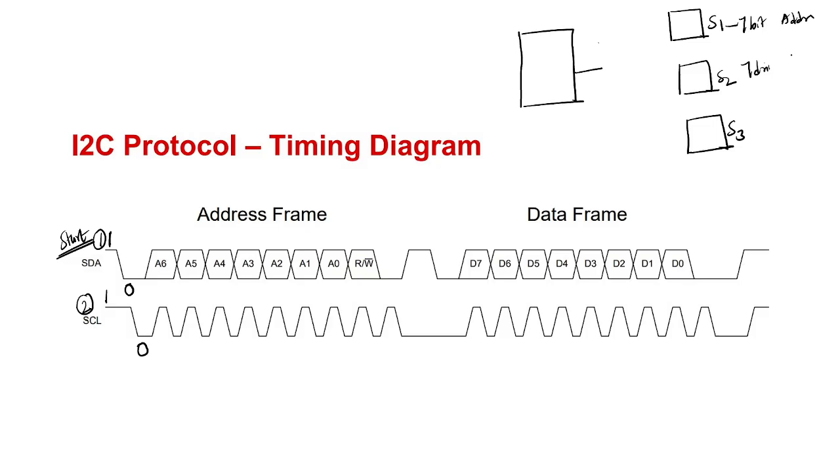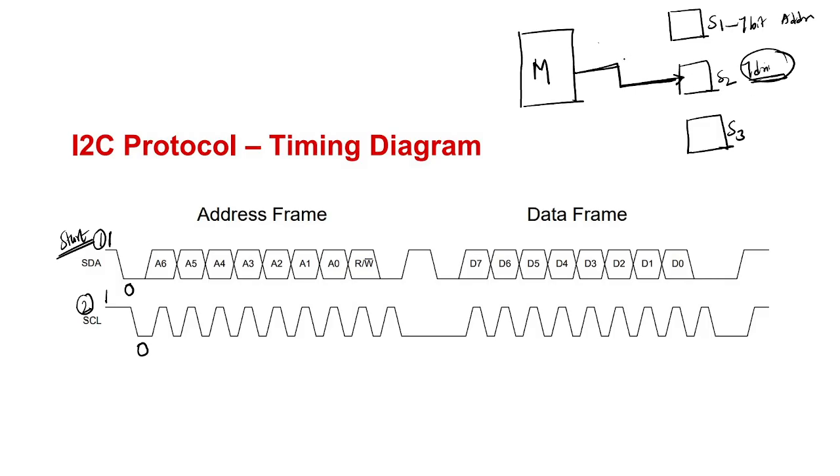So for which slave it should communicate. Suppose it wants to communicate with slave 2. First it will identify the 7-bit address, and it will make the connection between this master and slave 2 by identifying the address only. So without address, how can you communicate with the slave?